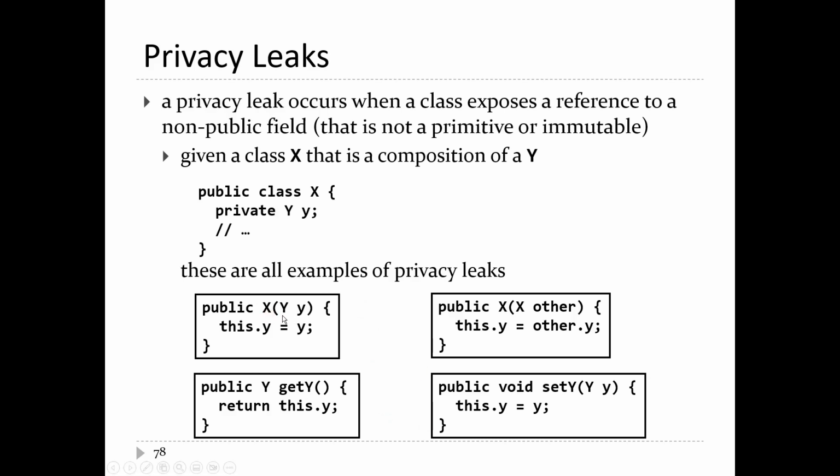So if you have a constructor that takes in a Y object and you write this Y equals Y, that's a privacy leak. If you have an accessor method that returns this dot Y, that's a privacy leak. If you have a copy constructor that copies another X object's Y object by writing this Y equals other Y, that's a privacy leak. And finally, if you have a mutator method that sets this dot Y to a Y object provided by the caller, that's also a privacy leak.